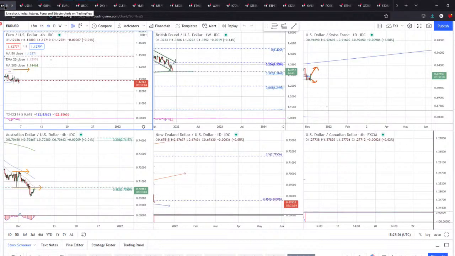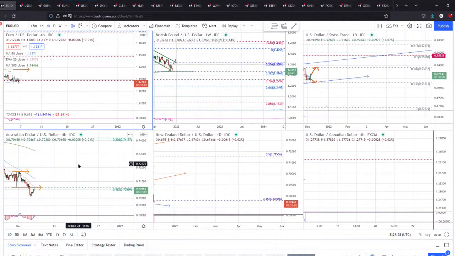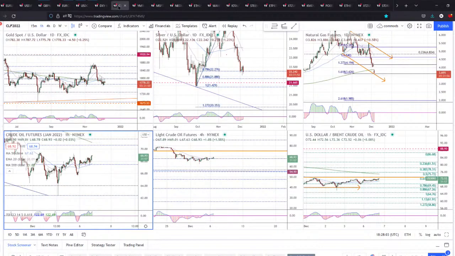The only one that really doesn't care is the dollar against the Turkish lira, but that's on its own trajectory. That's a story for another day.